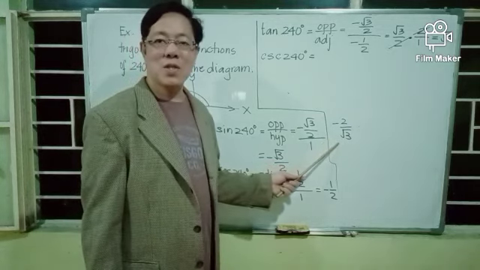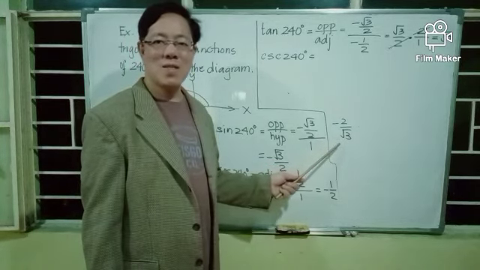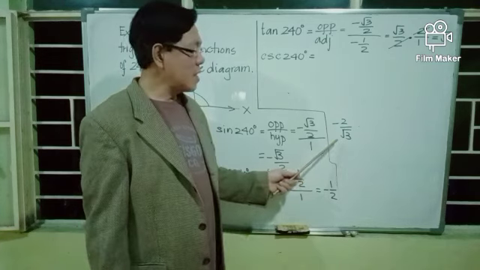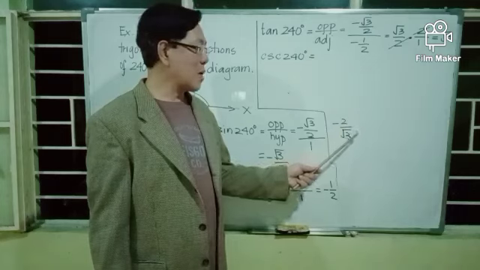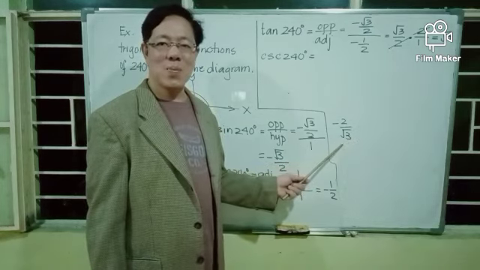But we want to rationalize the denominator. We want to remove the radical sign from the denominator. Hence, we multiply the numerator and denominator by square root of 3.